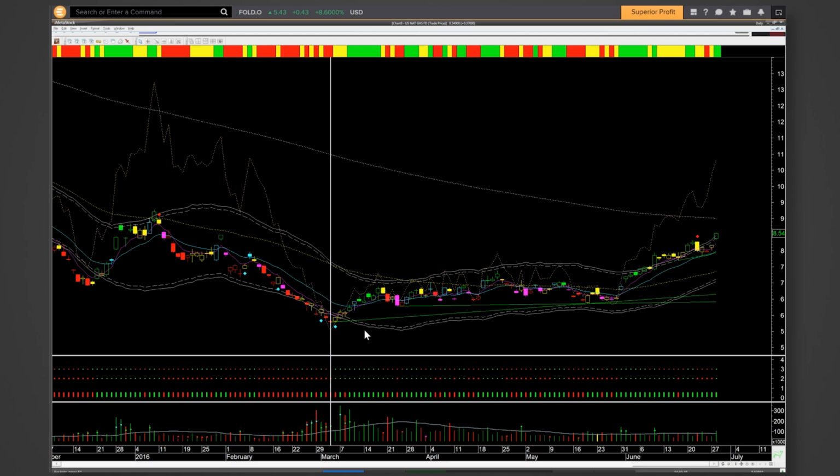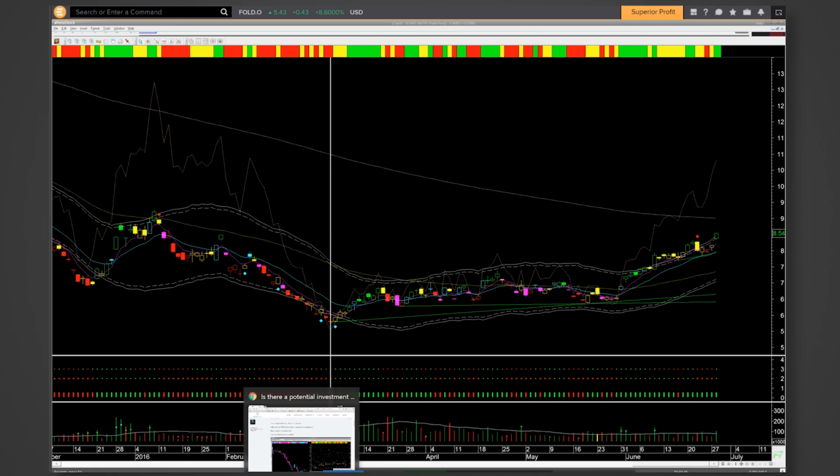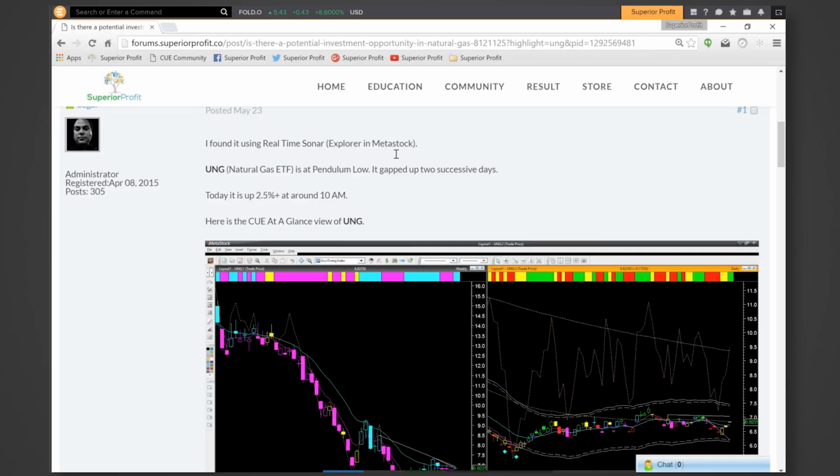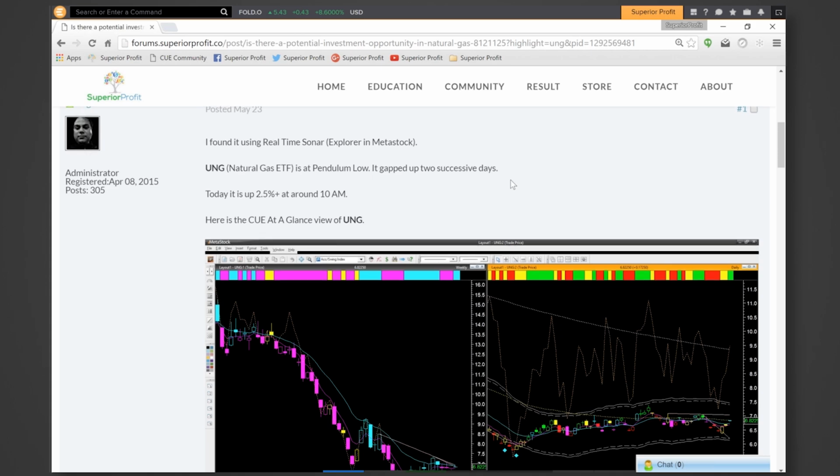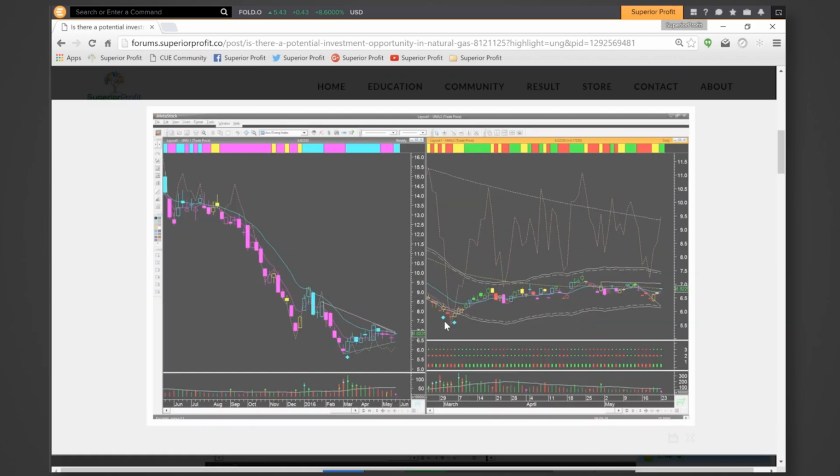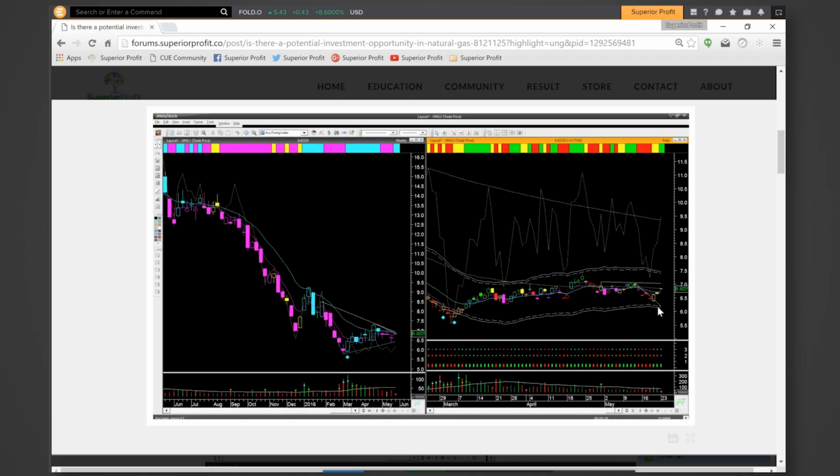So it could be caught, but whether it would be caught is a different thing. I don't know if anyone in superior profit community actually caught it on that day, but what I know is what was posted in the community. Let's look at it. So this was the first post on May 23rd, and this is how the at a glance template was looking as of that day. And I just click to make it bigger.